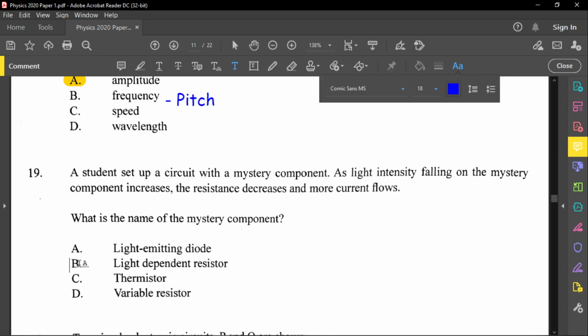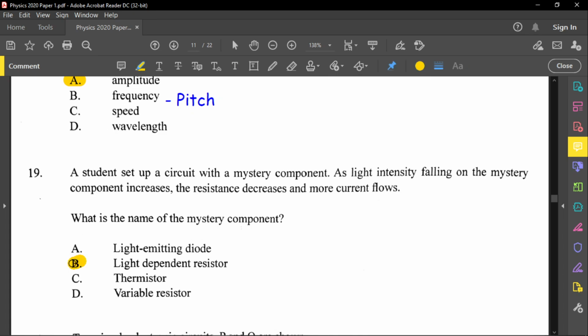So that means it is depending on light. It needs light to work. Now, LED, light emitting diode, that is just a light bulb, right? And it only emits light when a current passes through it. When a current passes through it, it emits light. I just make a note of that.